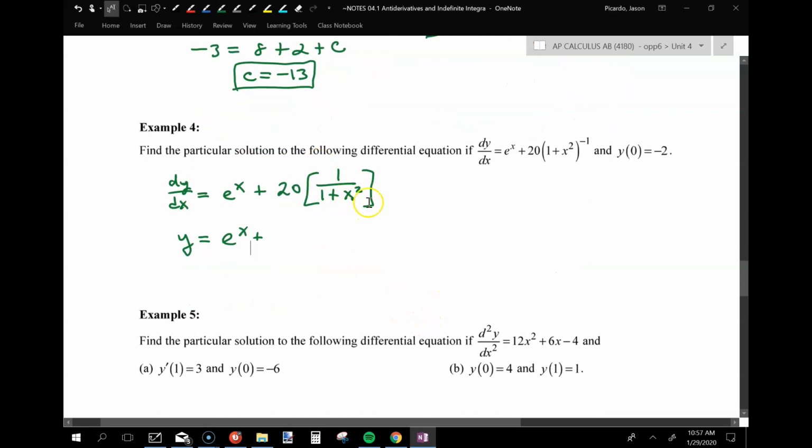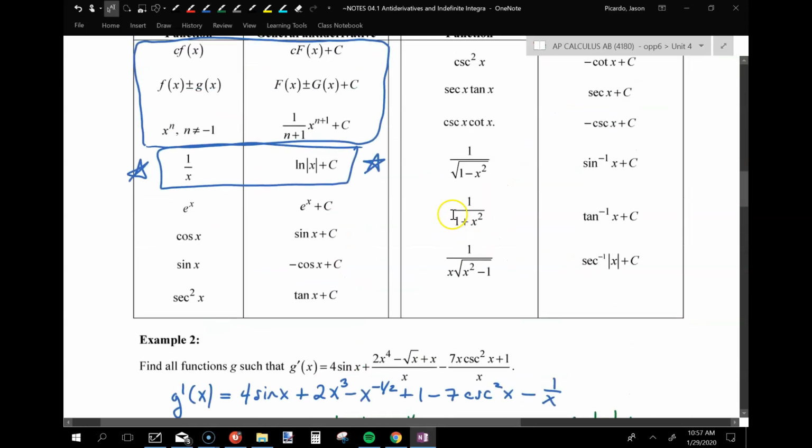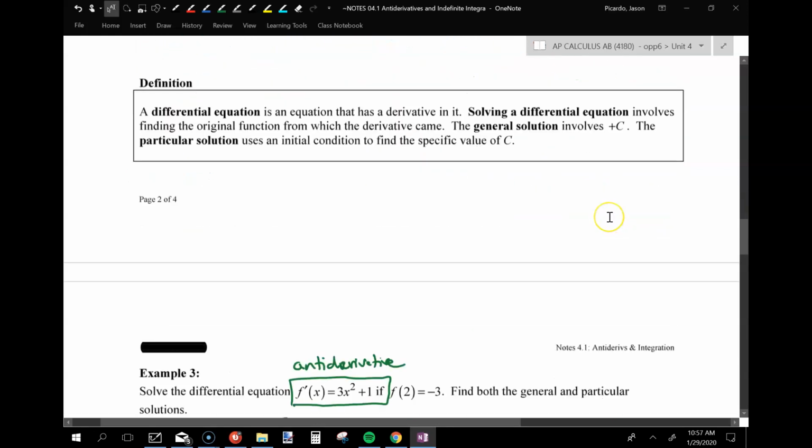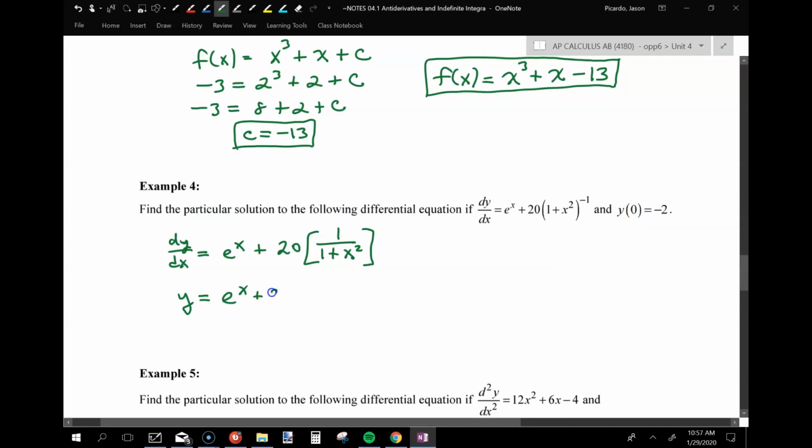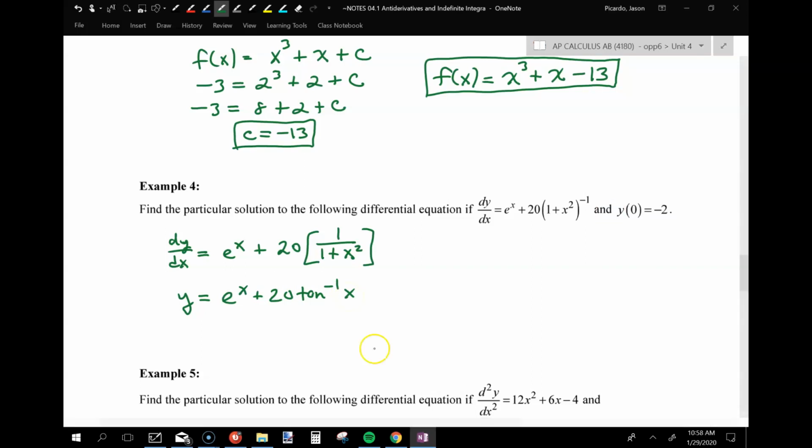You're going to be like, well, hang on a minute. Is this like a reverse chain rule? Do I have to do something with the net? Well, guys, what am I trying to find the antiderivative of? 20 times 1 over 1 plus x squared, right? 1 over 1 plus x squared has an antiderivative of tan inverse. So it's plus 20 tan inverse of x plus c.